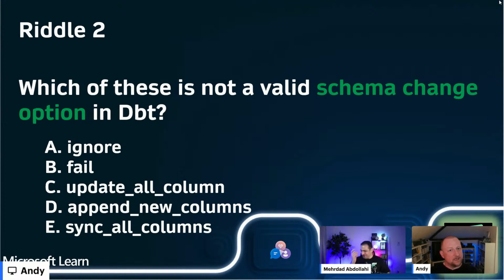Unfortunately, I think it is C, update all columns. That's correct. We don't have a schema change option called update all columns. We can ignore, we can fail, we can append new columns, and we can sync all the columns. So update all columns doesn't exist.